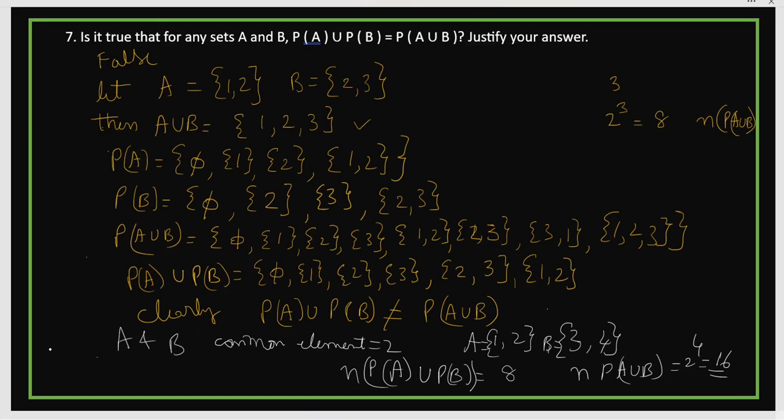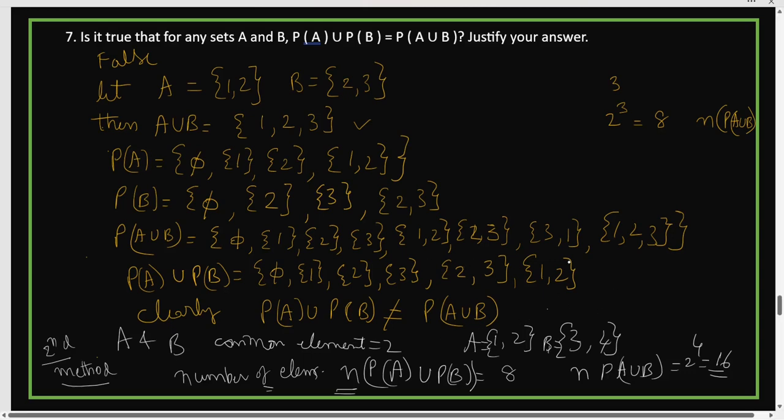You can call it the second method, but I want you to probe this on your own, taking the number of elements. Okay, so we'll move to the next question, 8. If you don't get this, leave it in the comment section. I will try to address that. We'll move to the next question, question number 8.